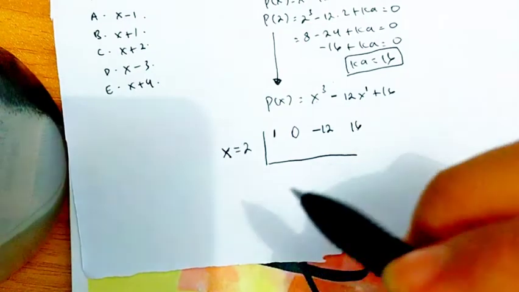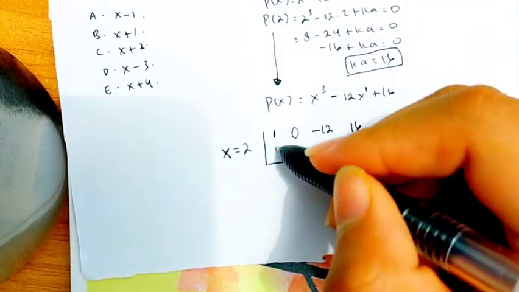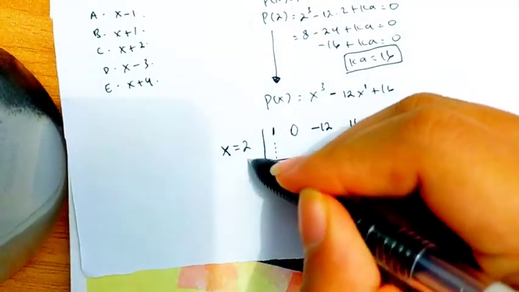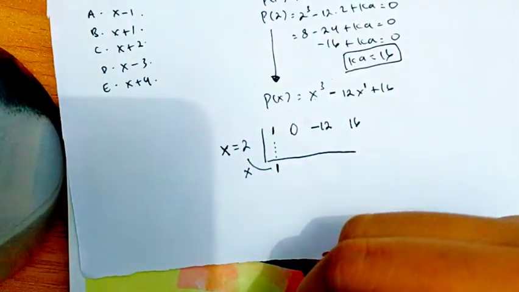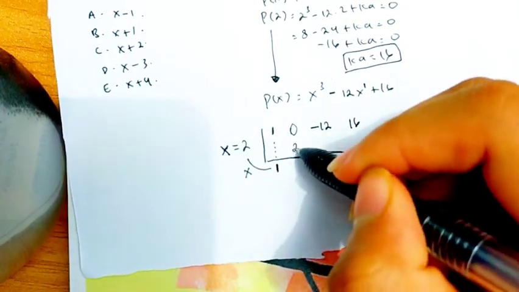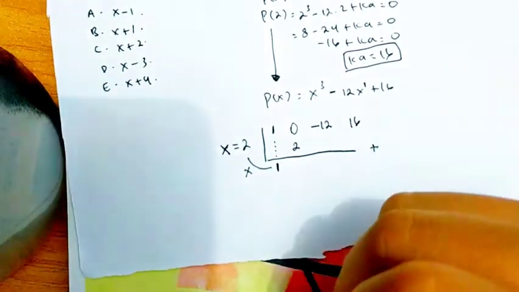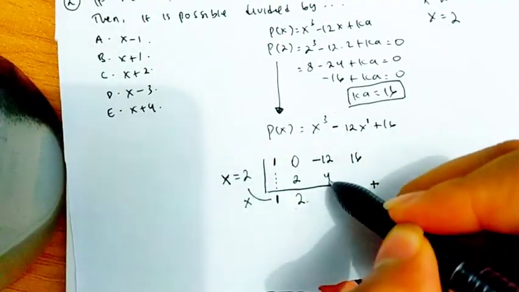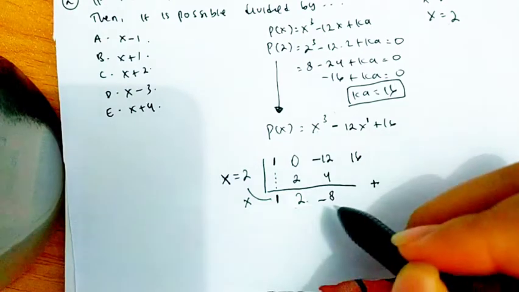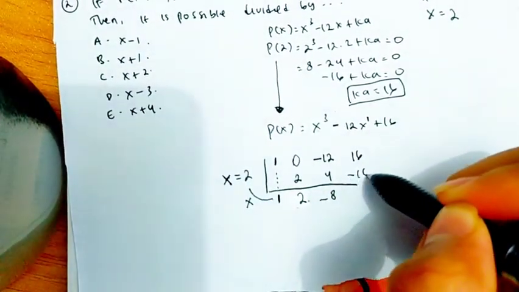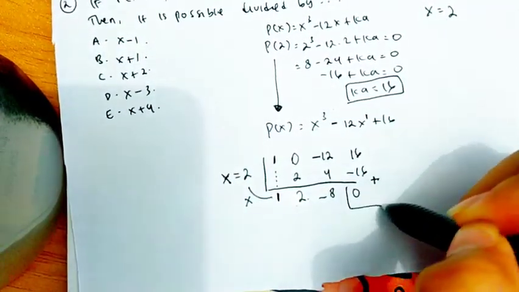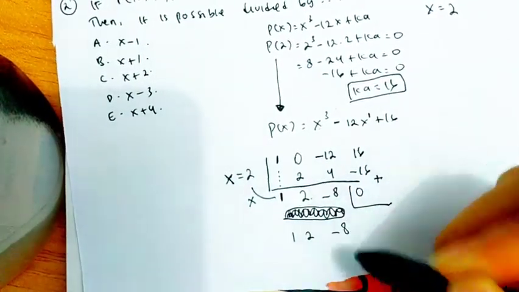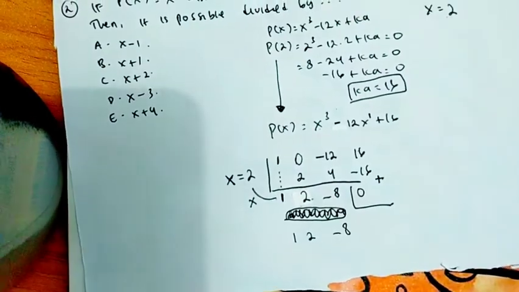The ordinary way, first you must write down the number 1 here. And then it times 2 here. Then the result is here. This is plus. So 0 plus 2 is 2, and then 2 times 2 is 4. -12 plus 4 is -8, and then -8 times 2 is -16. 16 minus 16 is 0. We have the values 1, 2, and -8. What for? Okay, let's see.